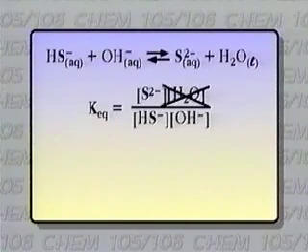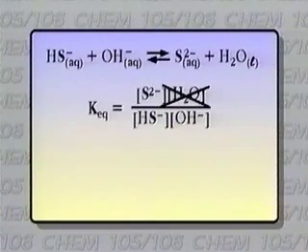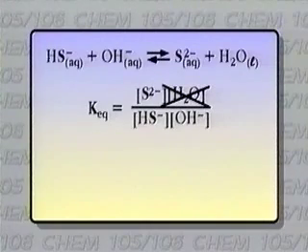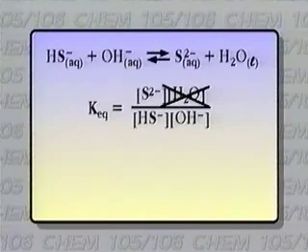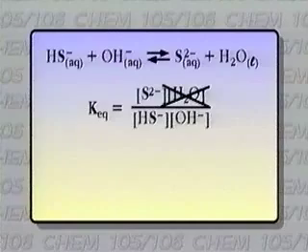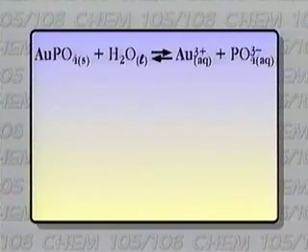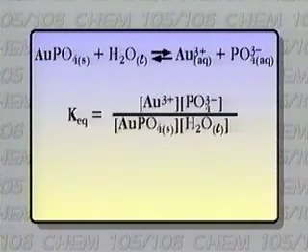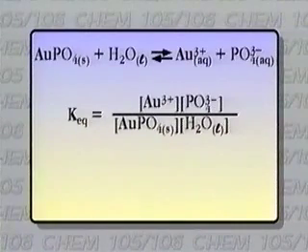And so our first rule on writing equilibrium expressions is that we do not include a liquid in an equilibrium expression. That's because the concentration of a liquid is in fact a constant in itself. So we would just merely write the S2 minus divided by HS minus and OH minus. All right? And very quickly here, look at two more examples. The next one, we have KEQ is equal to the concentration of the gold 3 plus ion times the concentration of the phosphate 3 minus ion, all divided by the concentration of AuPO4 solid plus H2O liquid, whoops, not plus, multiplied by, okay?